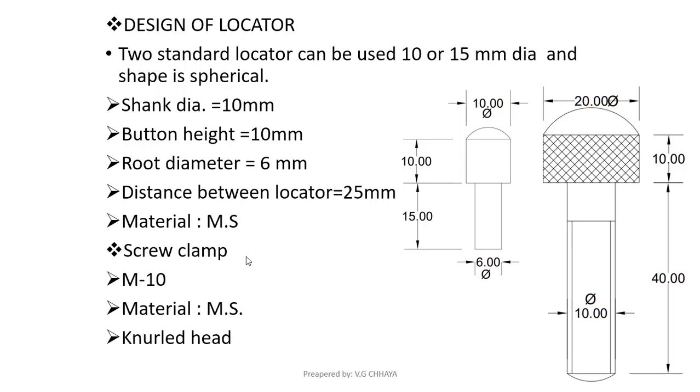Then we are going to design the screw clamp. Same as we have purchased locator from the market, we will purchase screw clamp from the market. It is of 10 mm diameter and material of clamp will be mild steel. So this is all about design of locator and clamping screw in channel jig.